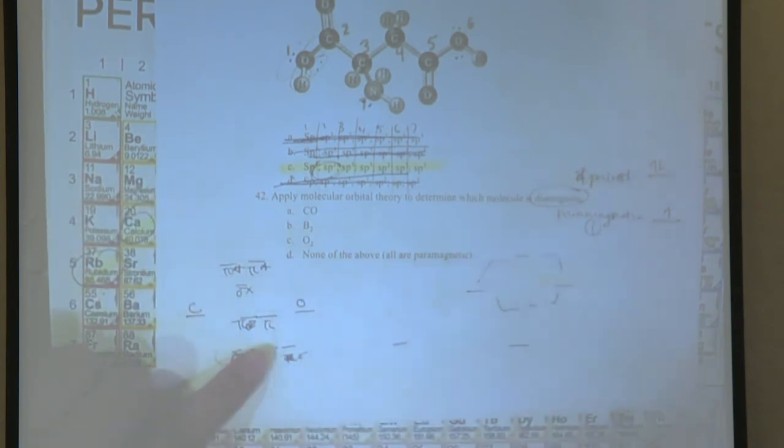Actually, I think I have these flipped, sorry. This is pi, this is pi. You're going to have 1 sigma like this. And so, oh my God, what am I doing? I'm going to rewrite this.